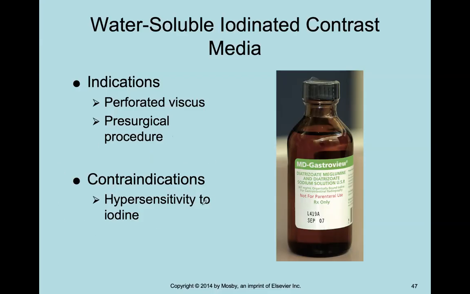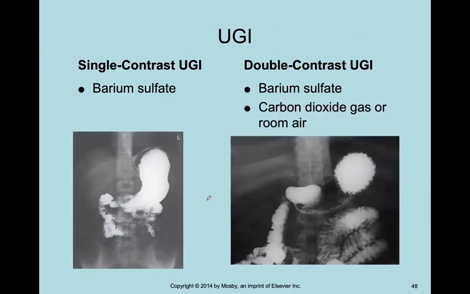Now, the contraindication to this is having an allergy to it. So you always want to ask your patient, do you have any allergies? Do you have any allergies to iodine? If they say yes, you do not proceed and give them water soluble. At the end of the day, all of this will be decided by the radiologist. They will be the ones to say, we're going to give them barium or we're going to give them water soluble, but you're the one that's responsible for taking that history initially and letting the radiologist know, and then he or she will make that decision.